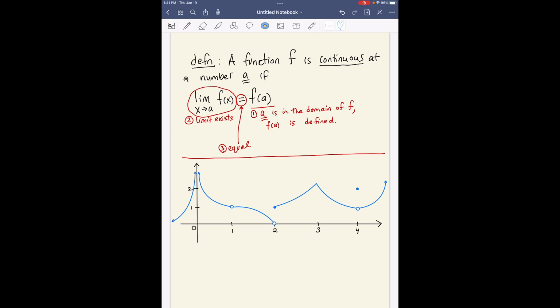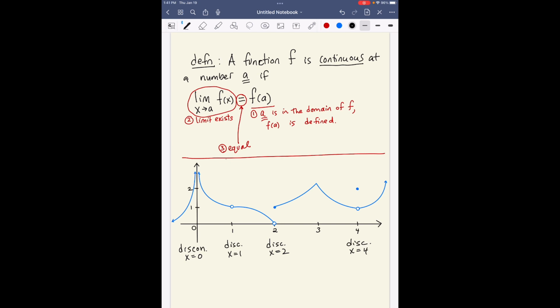Okay, so if I look at this example over here, if I was to try to draw this graph, you can see I would have to lift up my pen at 0, at 1, at 2, and at 4. So I can immediately see that my function is discontinuous at x equals 0, discontinuous at x equal 1, discontinuous at x equal 2, and discontinuous at x equal 4. There's no problem at x equal 3. We're allowed to have sharp points or corners or cusps.